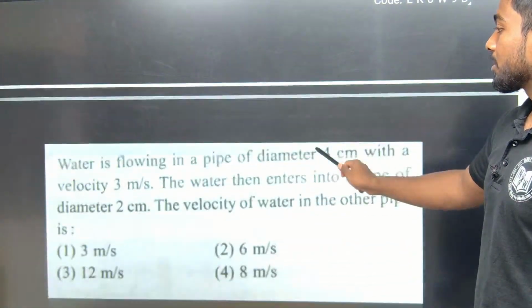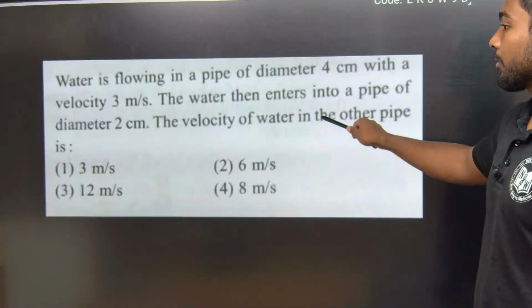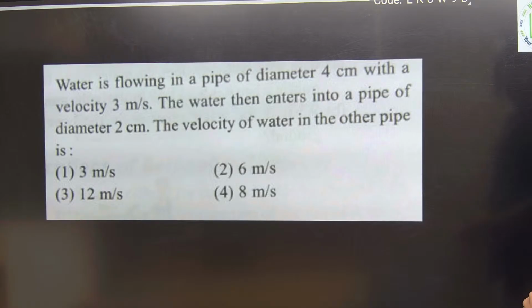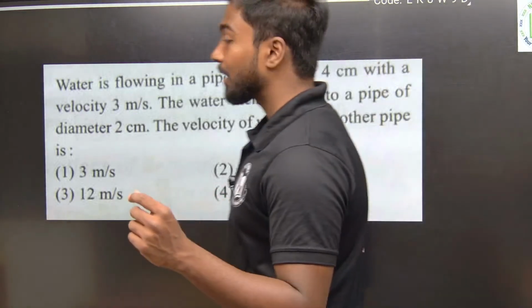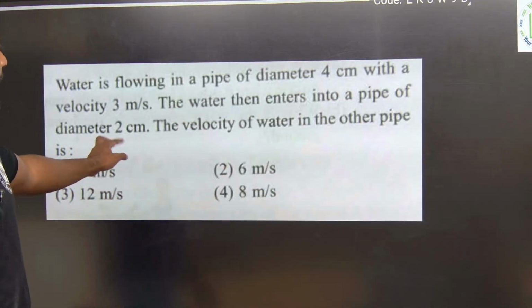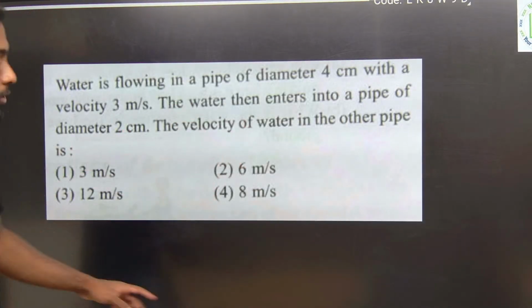Next question. Water is flowing in a pipe of diameter 4 centimeter with a velocity of 3 meter per second. The water then enters a pipe of diameter 2 centimeter. Find the velocity of the water in the other pipe. So one pipe's velocity is 3 meter per second with diameter 4 centimeter, another pipe has diameter 2 centimeter, and they are asking for the velocity.